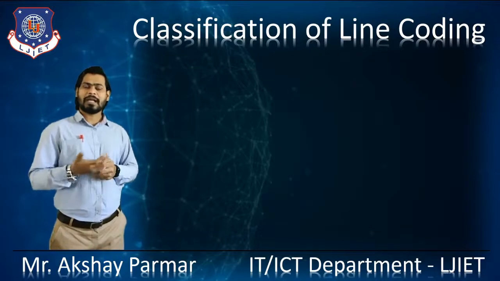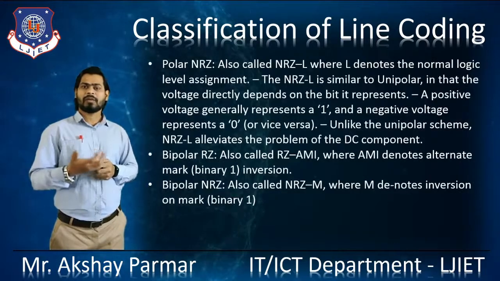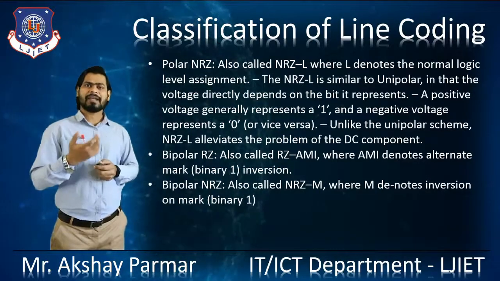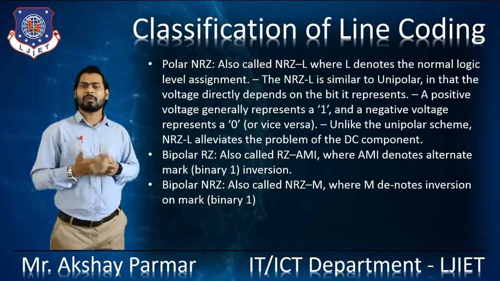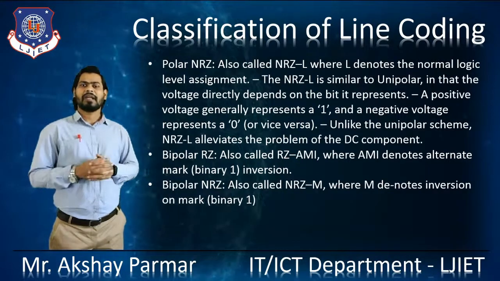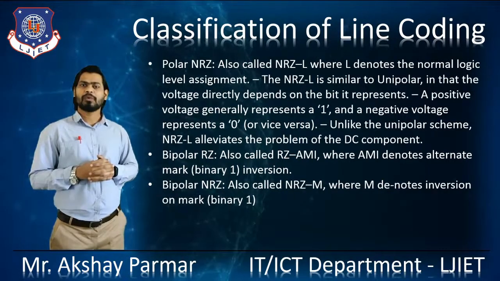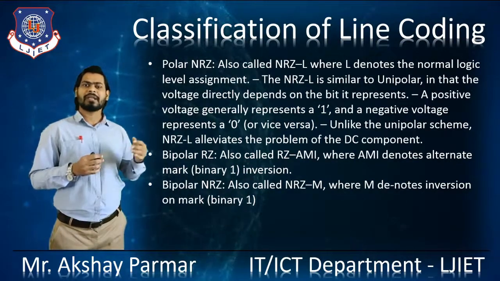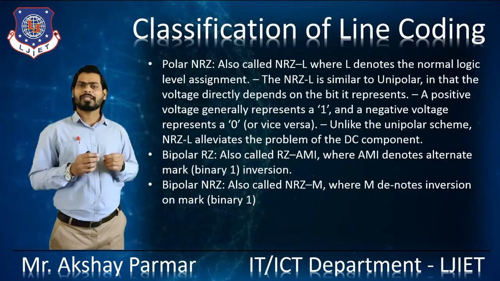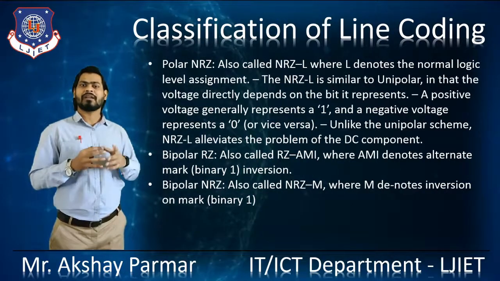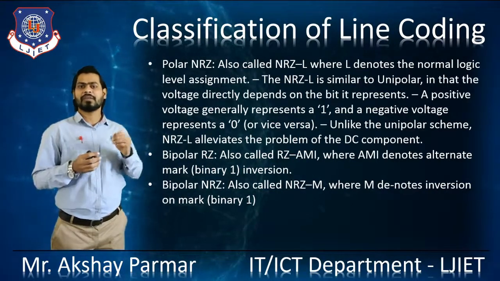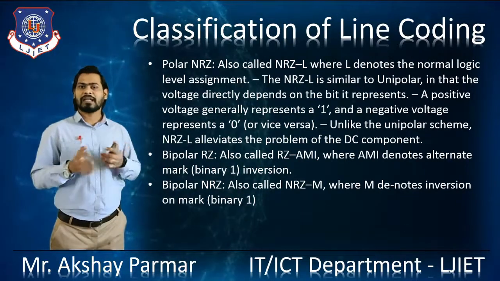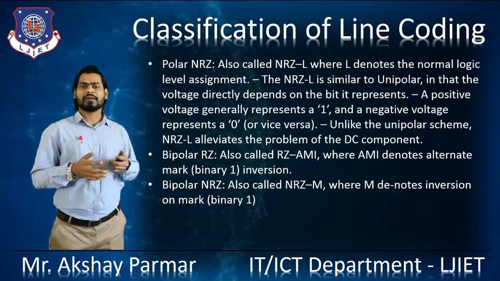After that, the polar NRZ, or polar non-return to zero. It is also called NRZ-L, where L denotes the normal logic level assignment, right? NRZ-L is similar to unipolar in that the voltage directly depends on the bit it represents. The positive voltage generally represents a 1 and the negative voltage represents a 0, or vice versa, unlike a unipolar system, right? So NRZ eliminates the problem of the DC component.